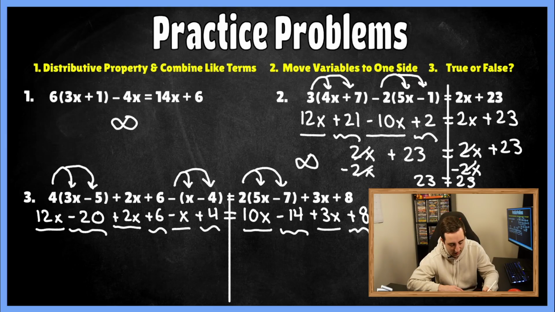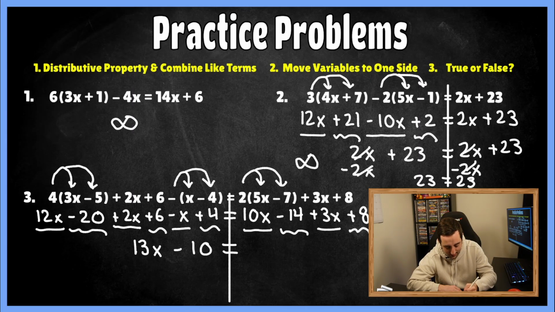So let's do everything on the left side first. 12x plus 2x is 14x, and then we subtract 1x, that's going to give us 13x. For our constants, negative 20 plus 6 is negative 14. Negative 14 plus 4 is going to give us a negative 10, or a minus 10, equals, and now the right side, 10x plus 3x is 13x, and negative 14 plus 8 is going to give us a negative 6.